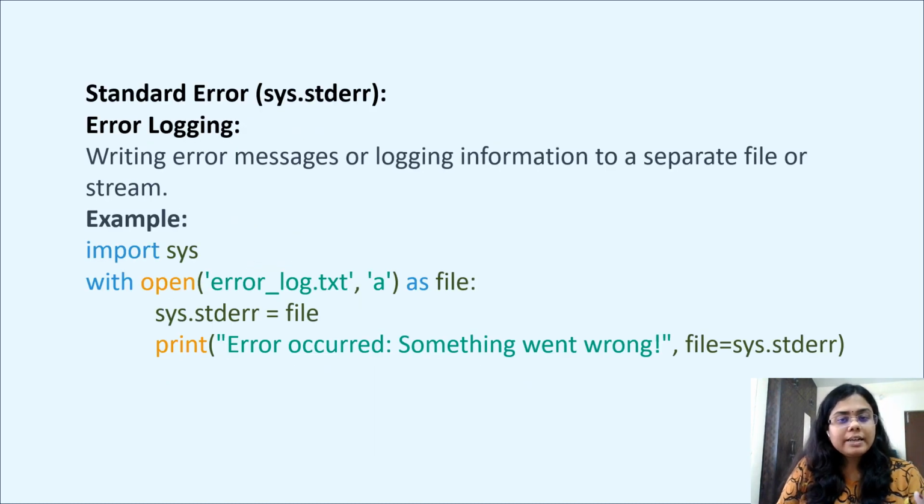Next, we look at standard error. The standard error stream is used for logging errors. We want error messages to be displayed when the output does not have any particular value and it ended up in an error. So for that, we log all these error messages in a separate file. Let us look at an example for that. We import sys, which gives the standard error stream. We open a new txt file where it is going to log all the errors, and we use sys.stderr to log all the error messages into that file.